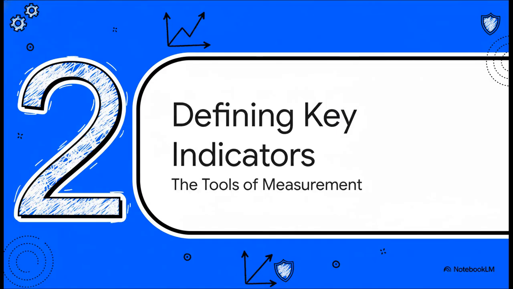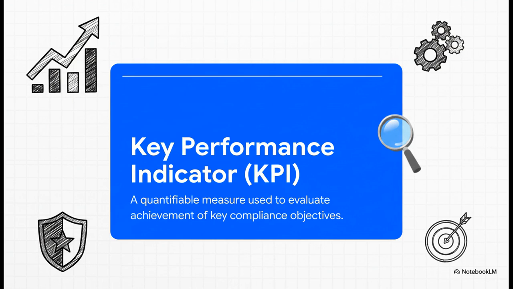So that leads us right into Section 2. We know why it's important, but how do we do it? We're talking about defining your key indicators, or KPIs. I want you to think of these as the precision tools you'll use to measure how effective your whole compliance program actually is. So what is a KPI, really?